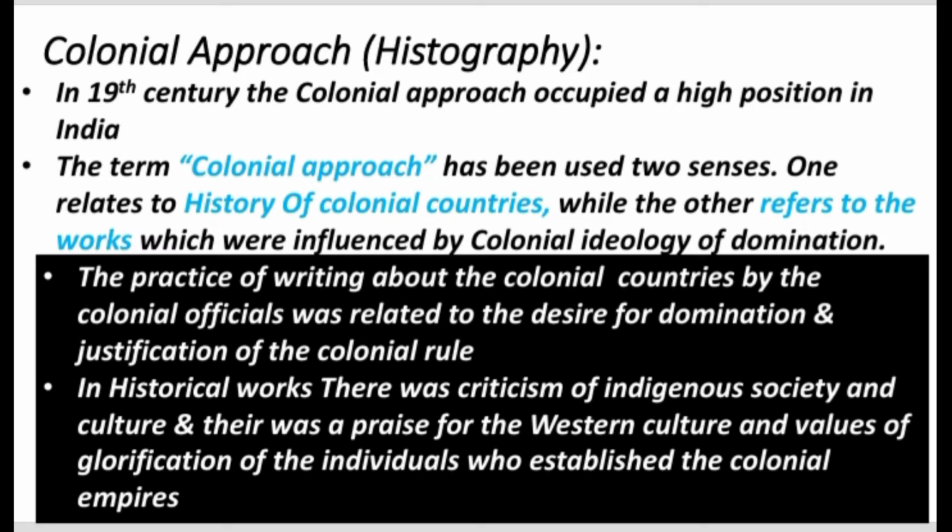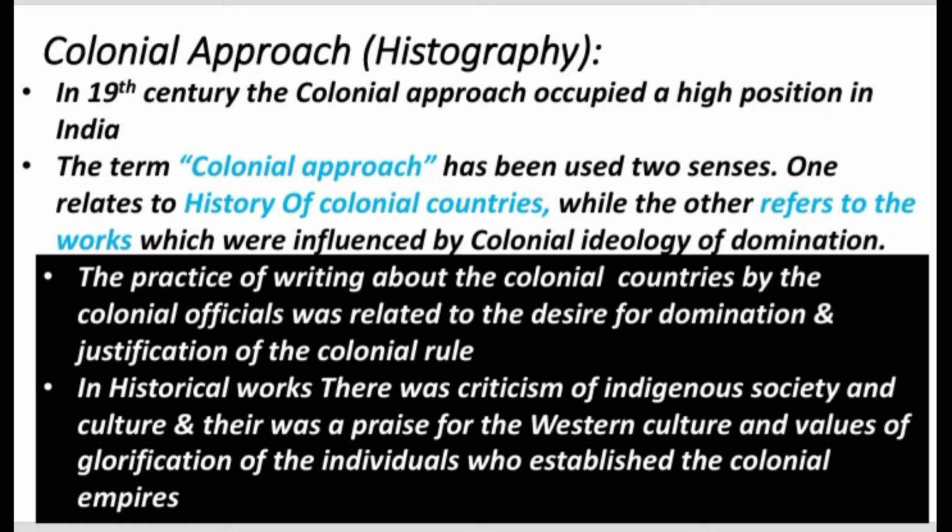In fact, the practice of writing about the colonial countries by colonial officials was related to a desire for domination and justification of colonial rule. Hence, in most such historical works, there was a criticism of indigenous society and culture. Simultaneously, there was praise for Western culture and values, and glorification of individuals who established the colonial empires.